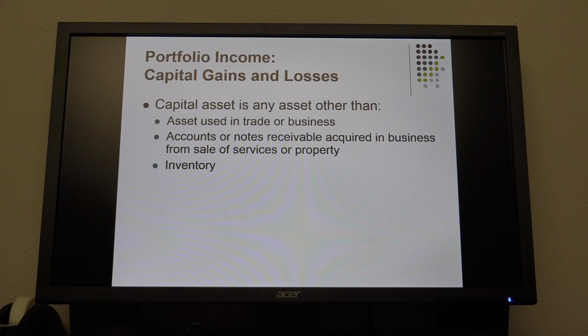Depending on what the asset is, it still may be taxed at a favorable rate, but not under the definition of a capital asset. It might be what they call a Section 1231 asset, might be a 1245 asset, or a 1250 asset. Accounts or notes receivable and inventory are considered ordinary income type items in a trade or business, so it makes sense that those would not be taxed at a favorable rate either.